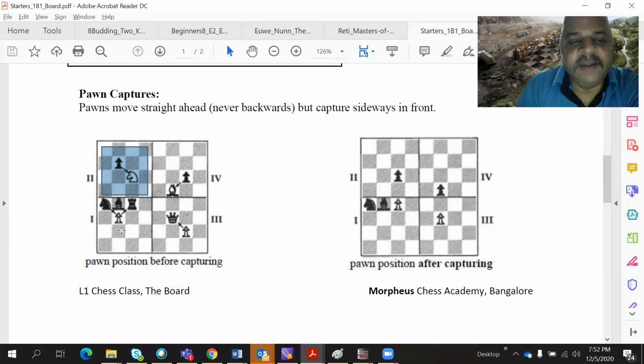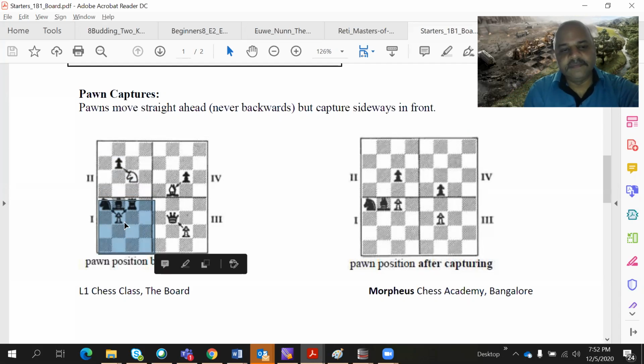So I hope all of you understand, pawns always move straight but capture sideways. After capturing, they will go to the next column and then they will continue to move in that column. They would change the columns, right? Any questions here? It is fairly simple, but if you have any questions, I will stop here.